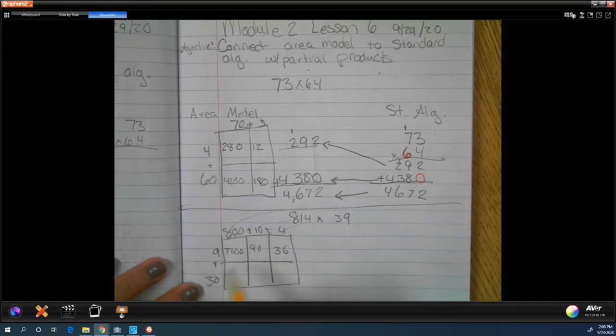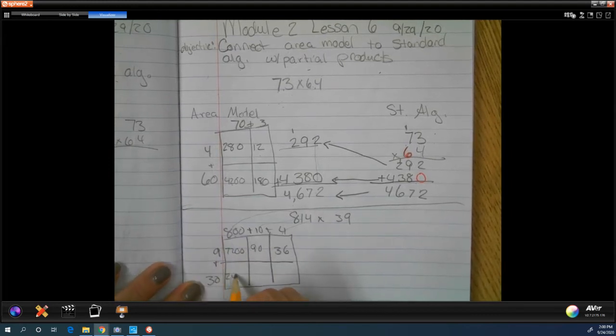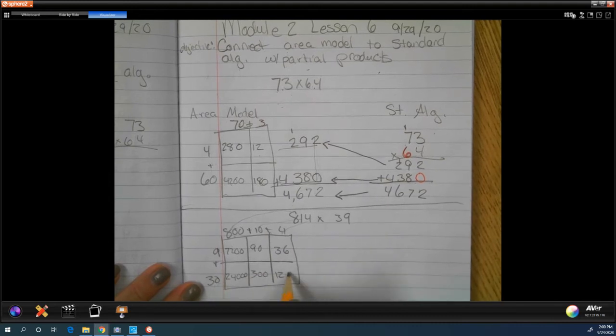8 times 3 is 24, and I have 1, 2, 3 zeros. 3 times 1 is 3, but I have 1, 2 zeros. And 3 times 4 is 12, and I have 1 zero.